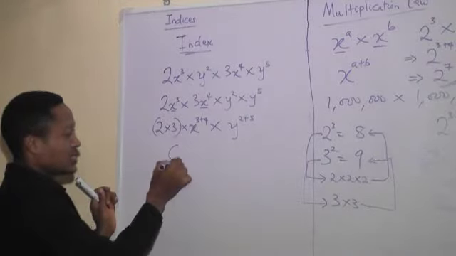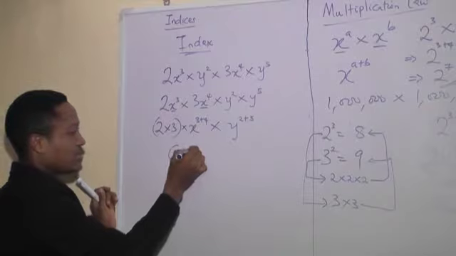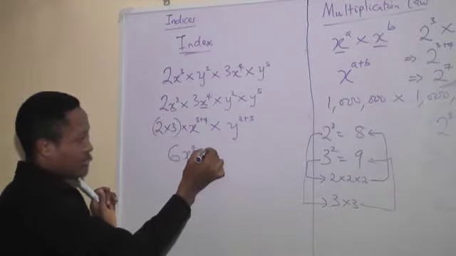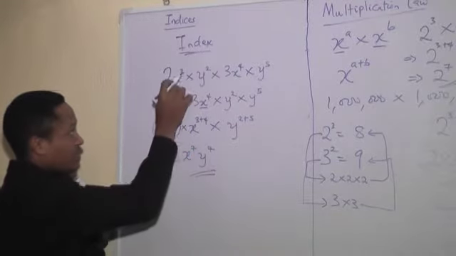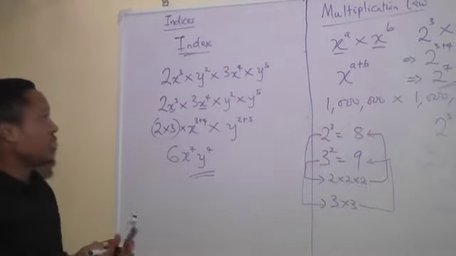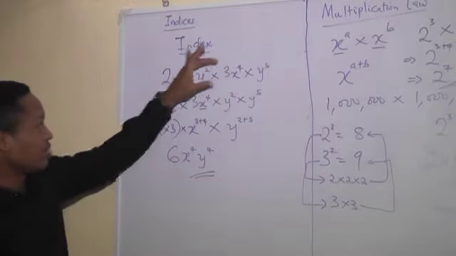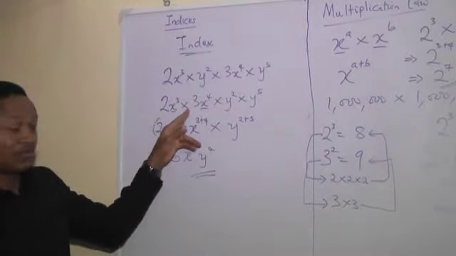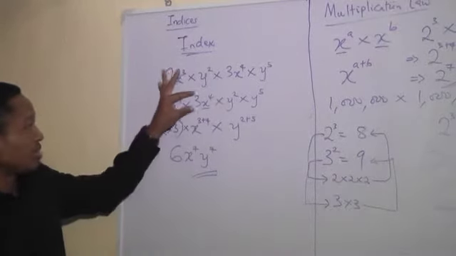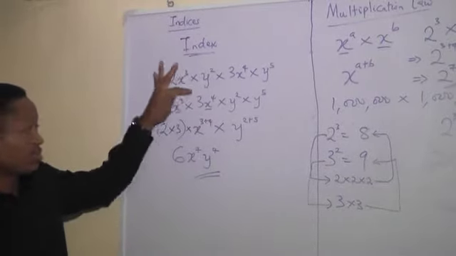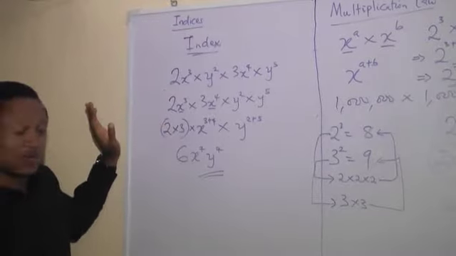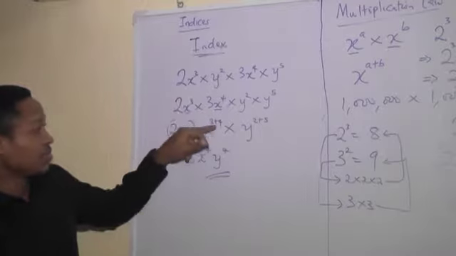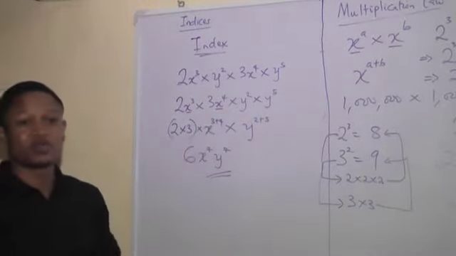So 2 times 3 is 6, x raised to the power of 7, y raised to the power of 7. This is my answer for this. So what I've done here is I group my like terms. Consider the fact that my x is here, the same base with the same power. But these numbers are not in index form, so I just multiply them out on their own. Pick out my x, single out the base, and add up the powers. Then I have my y raised to the power of 2 plus 5.